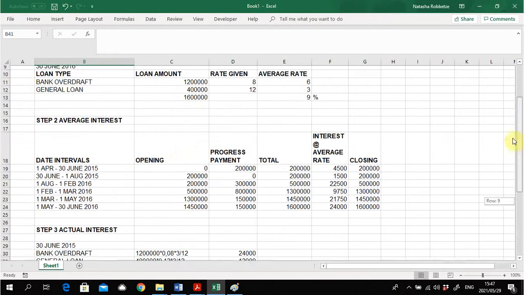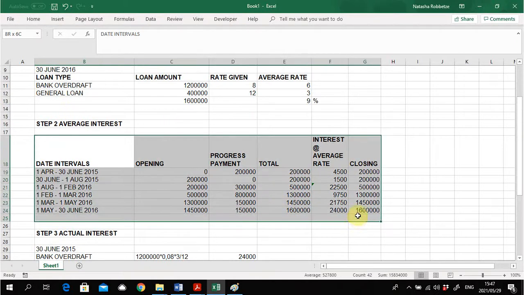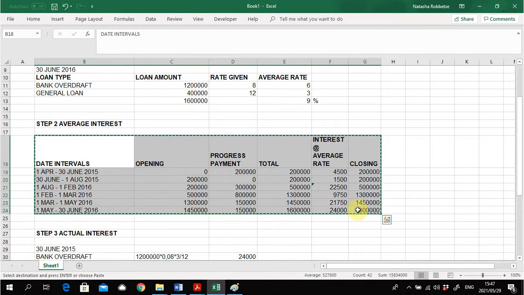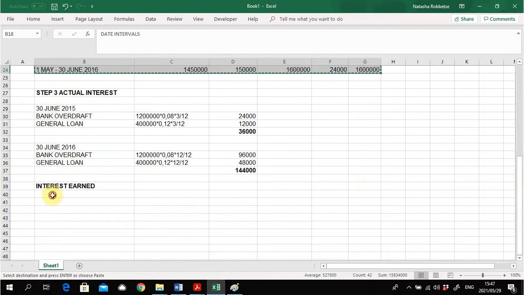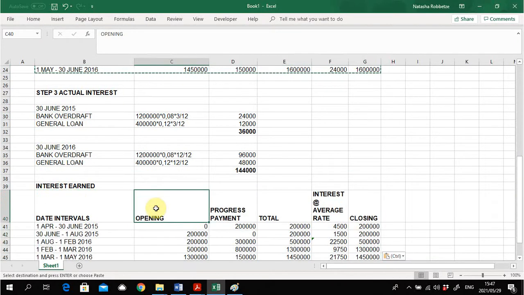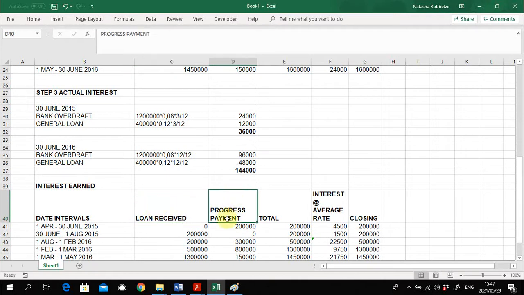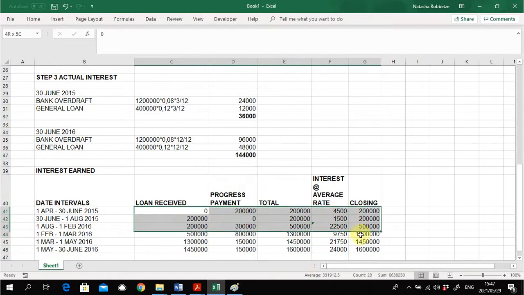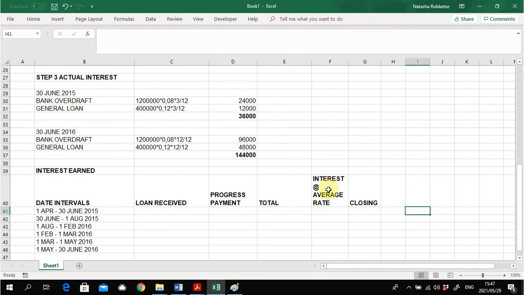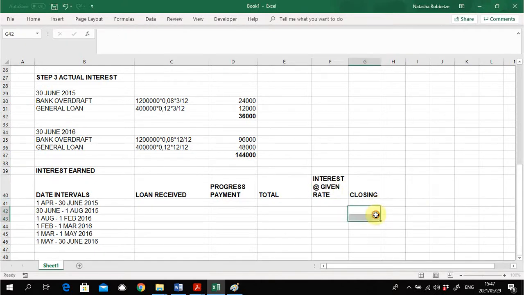So the date intervals will remain the same. Instead of opening, I'm just going to say loan received. Progress payments will remain. Then I will have a total. And I will not need an average rate, but the given rate of 3%. And closing we can have or we cannot have. I don't think that this is essential.